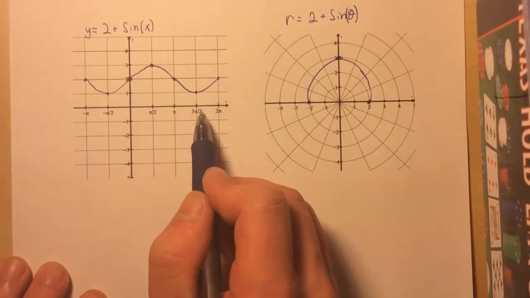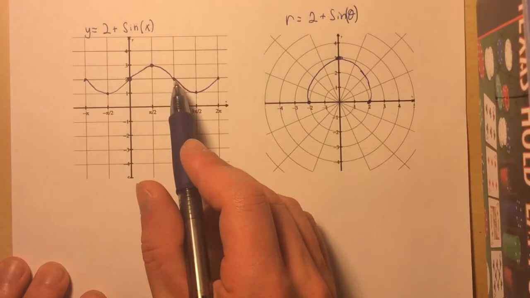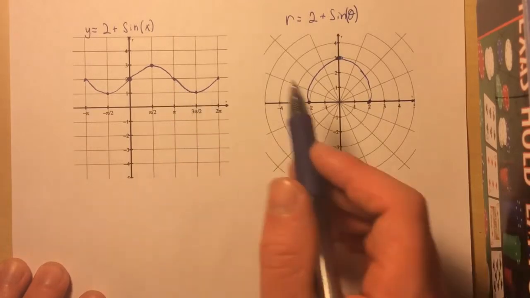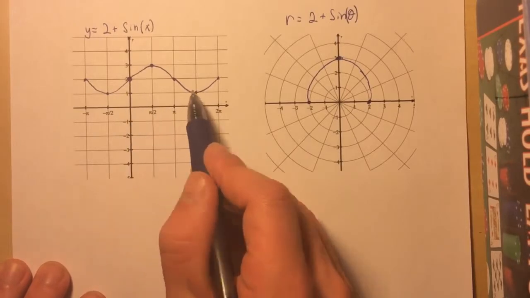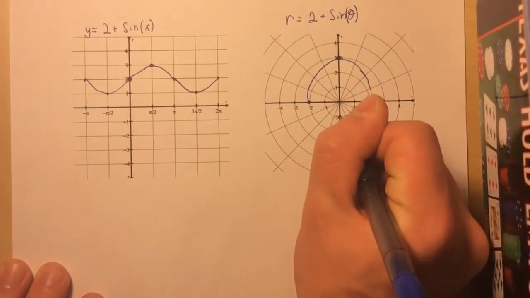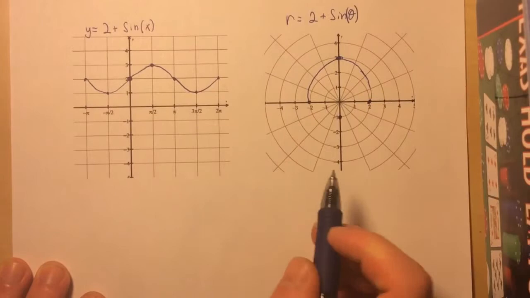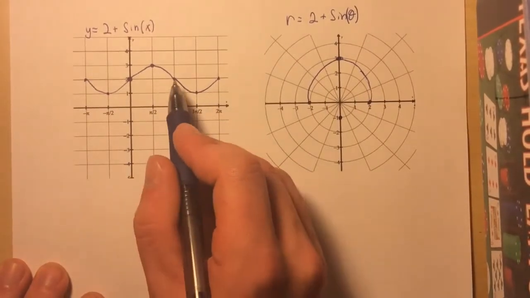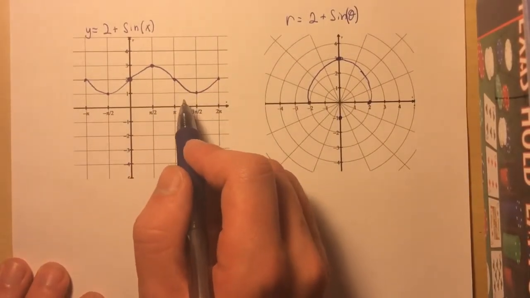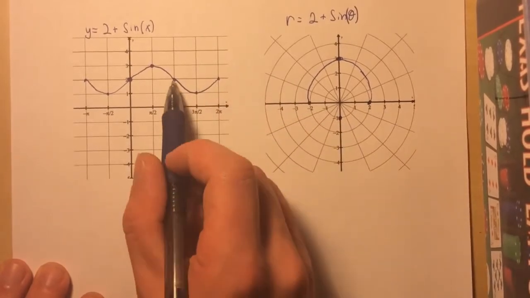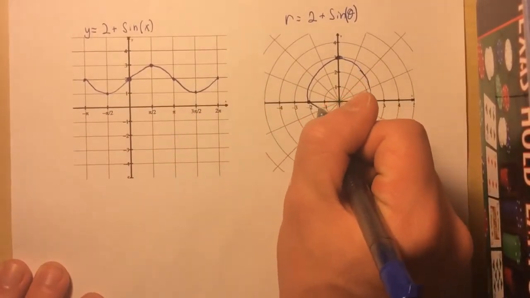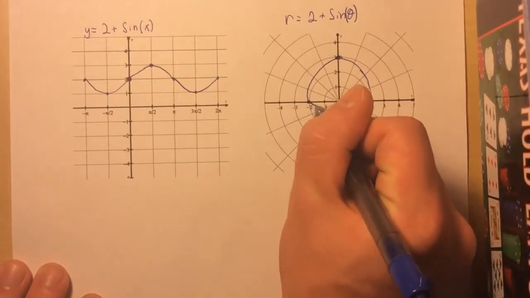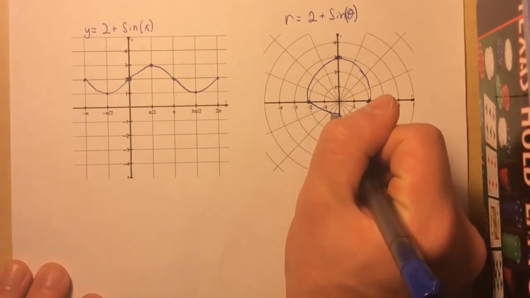So now let's look from pi to 3 pi over 2. Well, at 3 pi over 2, this angle right here, we have an r value of 1. So that's going to be this point right here, (3 pi over 2, 1). And it's decreasing, and always positive between 2 and 1. Sorry about that. It's pretty ugly.